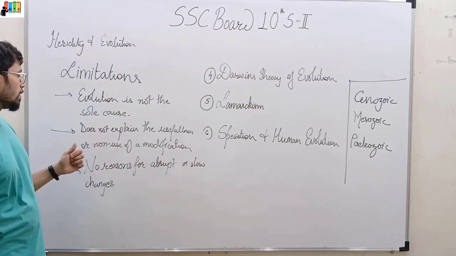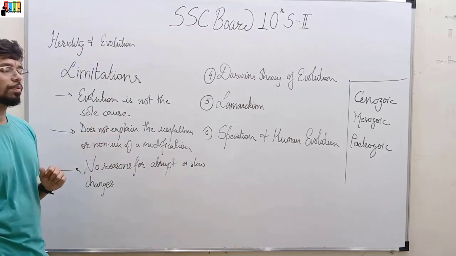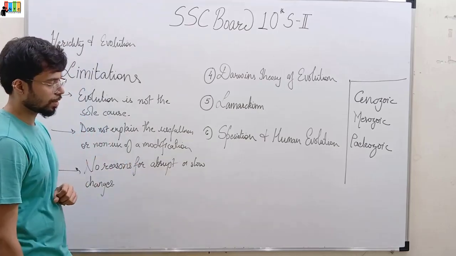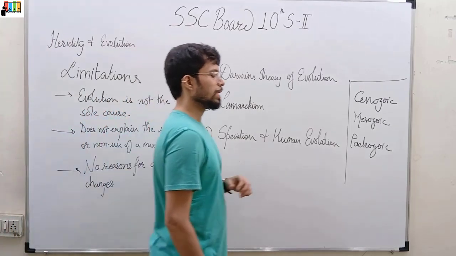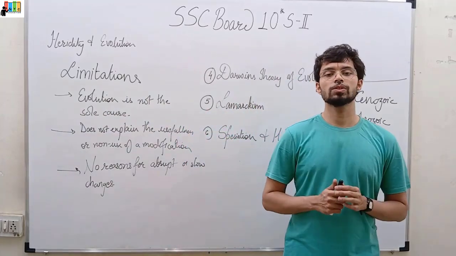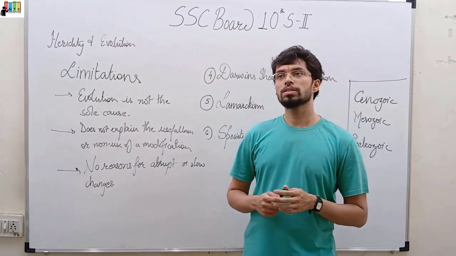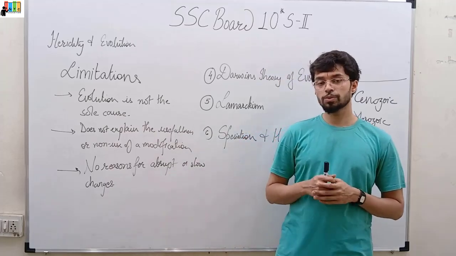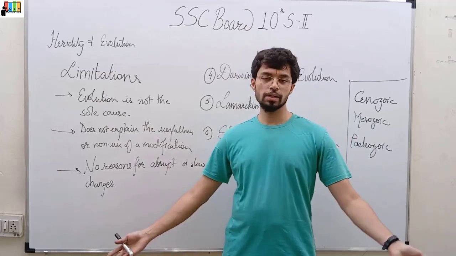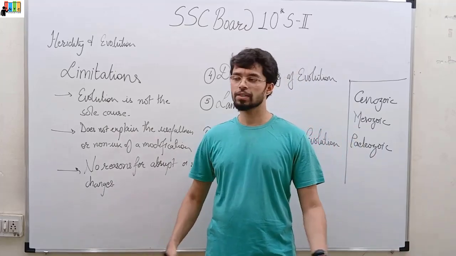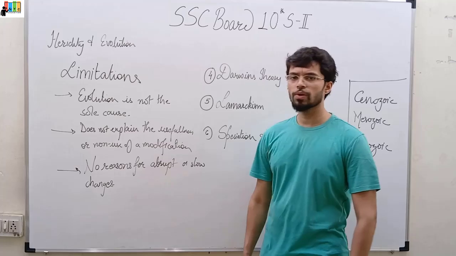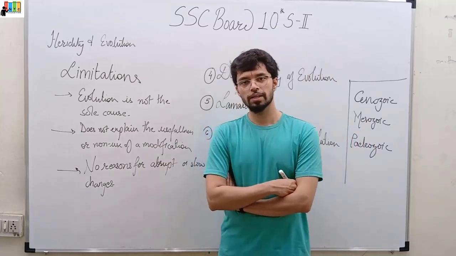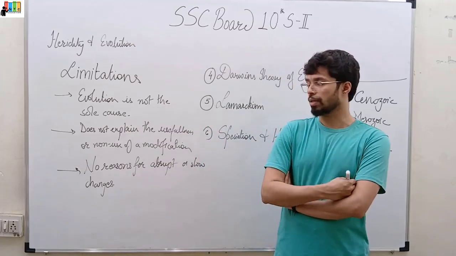Then coming to the second one, it does not explain the usefulness or the non-use of a given modification. Now what do I mean by this? So he just made speculations or observations. The giraffe has got a long neck. The Galapagos turtles live for 150 to 200 years. They are like 200 tons of mass. They're very huge, actually huge. And they live also long. But why do they live so long? Why not other species of turtles also survive that length of a lifetime?